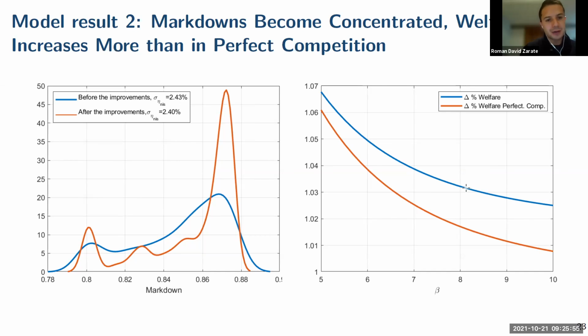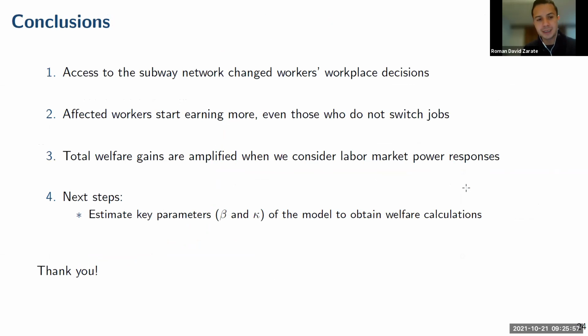So let me conclude. What we have shown is that access to a subway network changes workers' workplace decisions, that workers that experience the shock start earning more, even those who do not switch jobs, and that the total welfare gains of these transit infrastructure projects are amplified when we consider labor market power responses. So thank you very much, and I'm looking forward to hearing your comments.